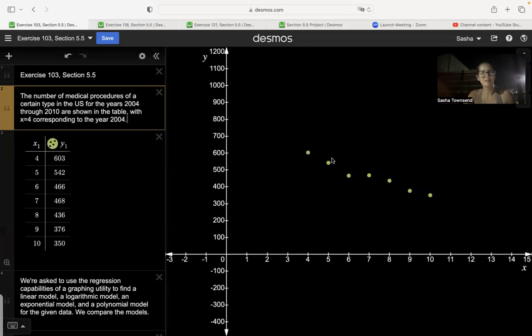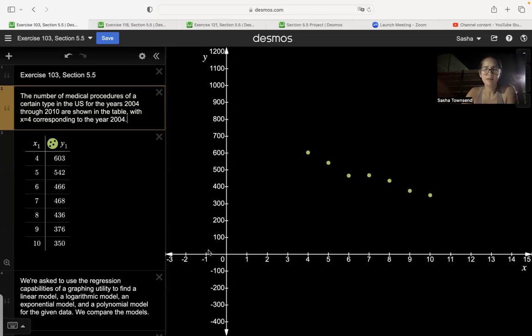Now, in order to get the correct window for our graph here, I looked at the y values in our chart and I said, okay, the lowest y value in the chart is this 350, the highest is 600. So I want to make sure that my range of y values includes all of the y values between 350 and 600. That's not the range of the function, but you know what I mean. The range of y values in the viewing window. And then I knew that my x values had to be between 4 and 10.